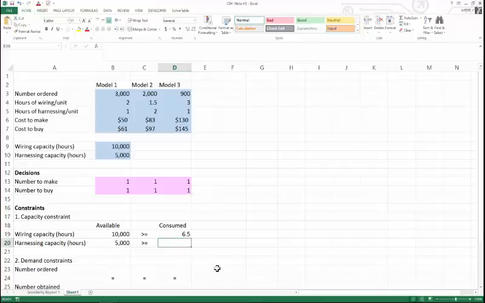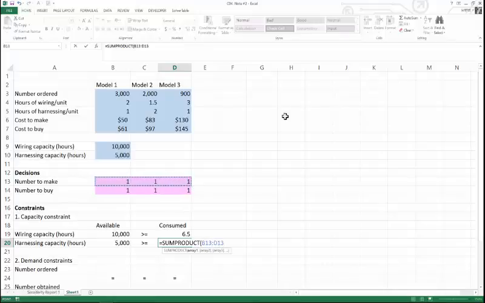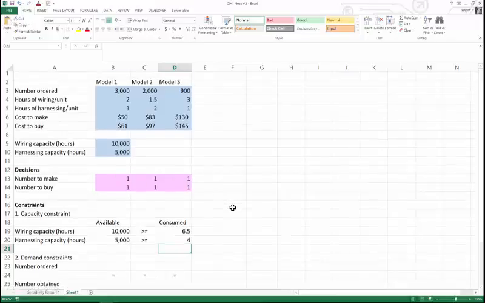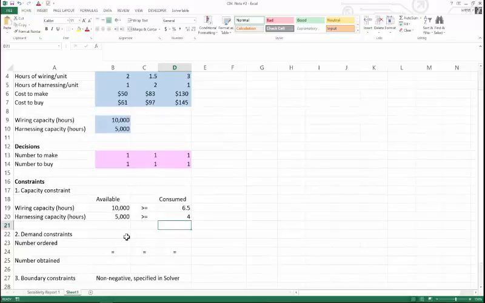Okay. All right, now same thing for the harnessing capacity. So we need to use SUMPRODUCT. Now again it is what we made in-house, that group of decision cells, and SUMPRODUCT with the hours of harnessing per unit. All right, so then we will know how many hours are consumed based on our number to make for each model.